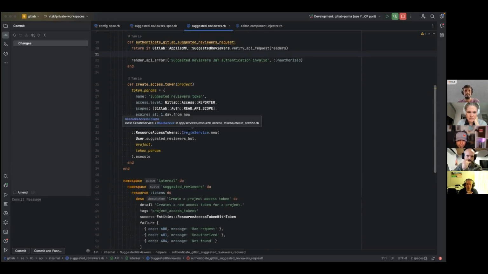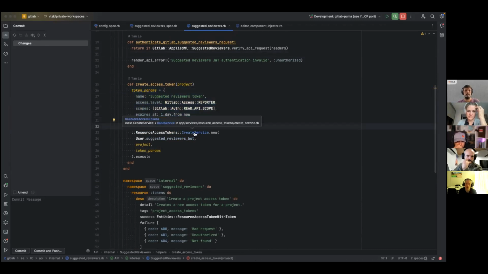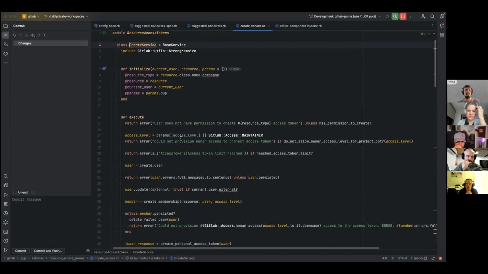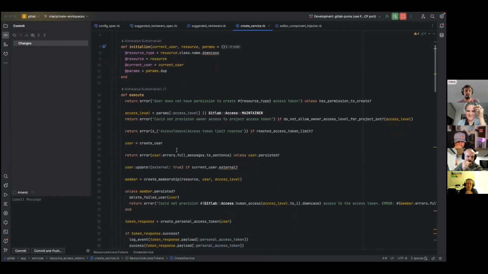So I did check this out. Essentially it just creates the payload for the token, access levels and everything, and the create service. And where is it?